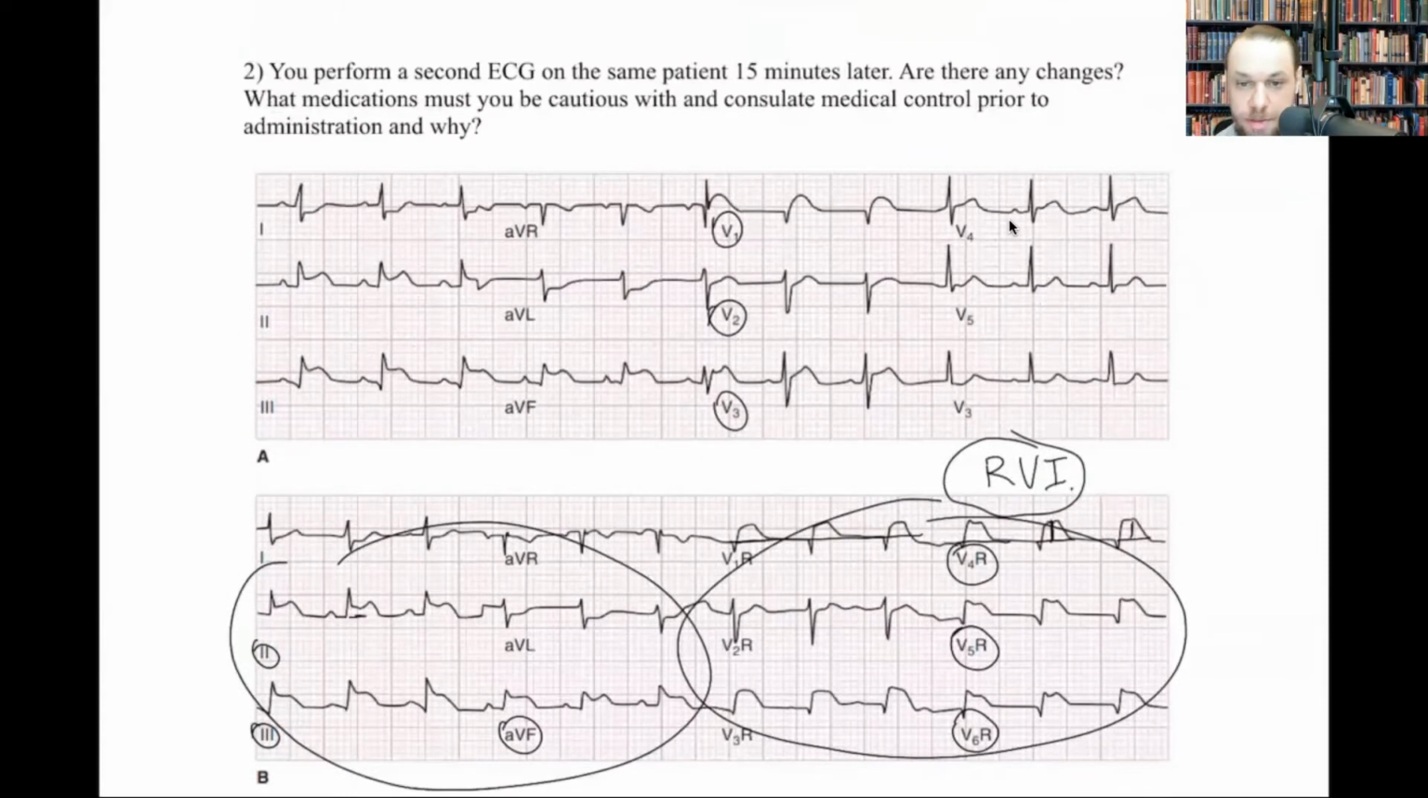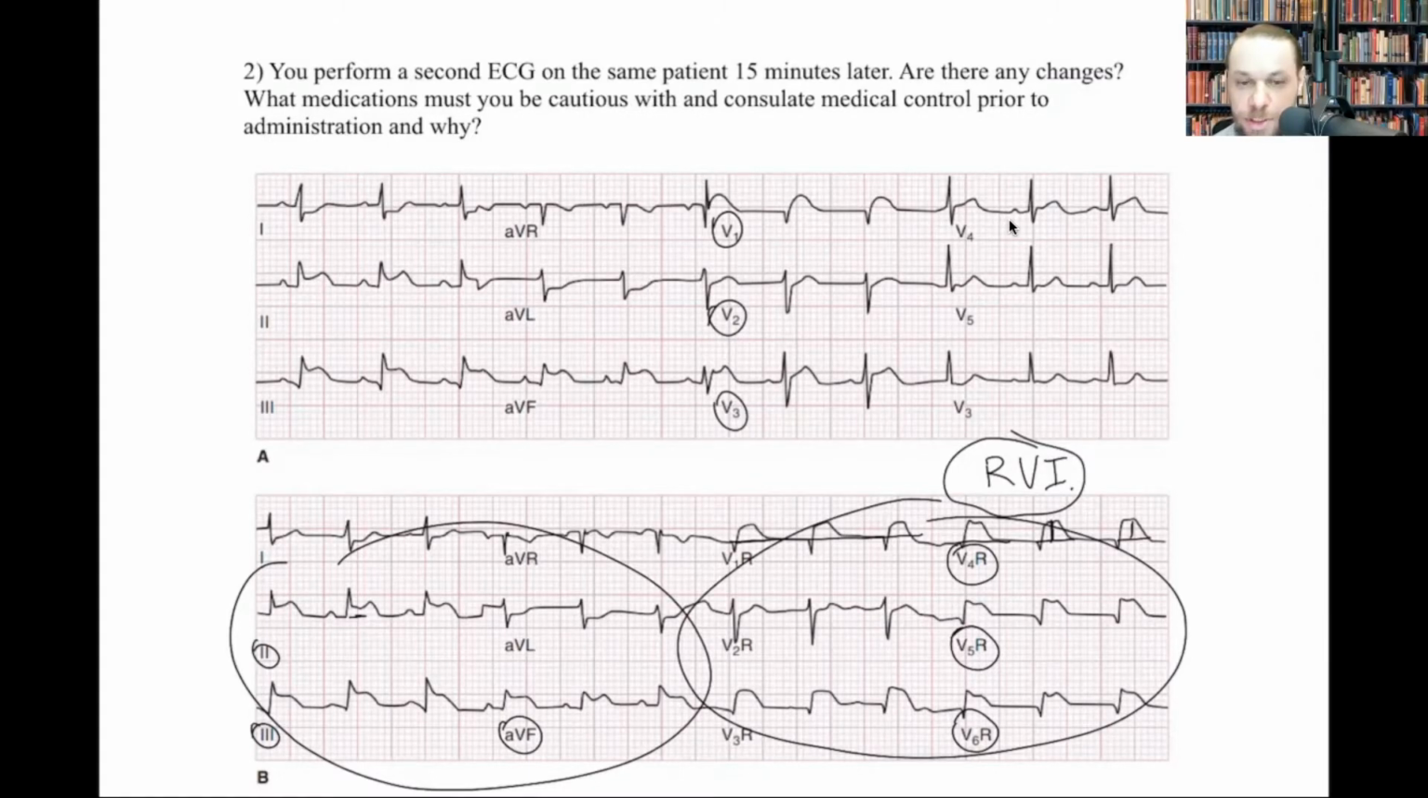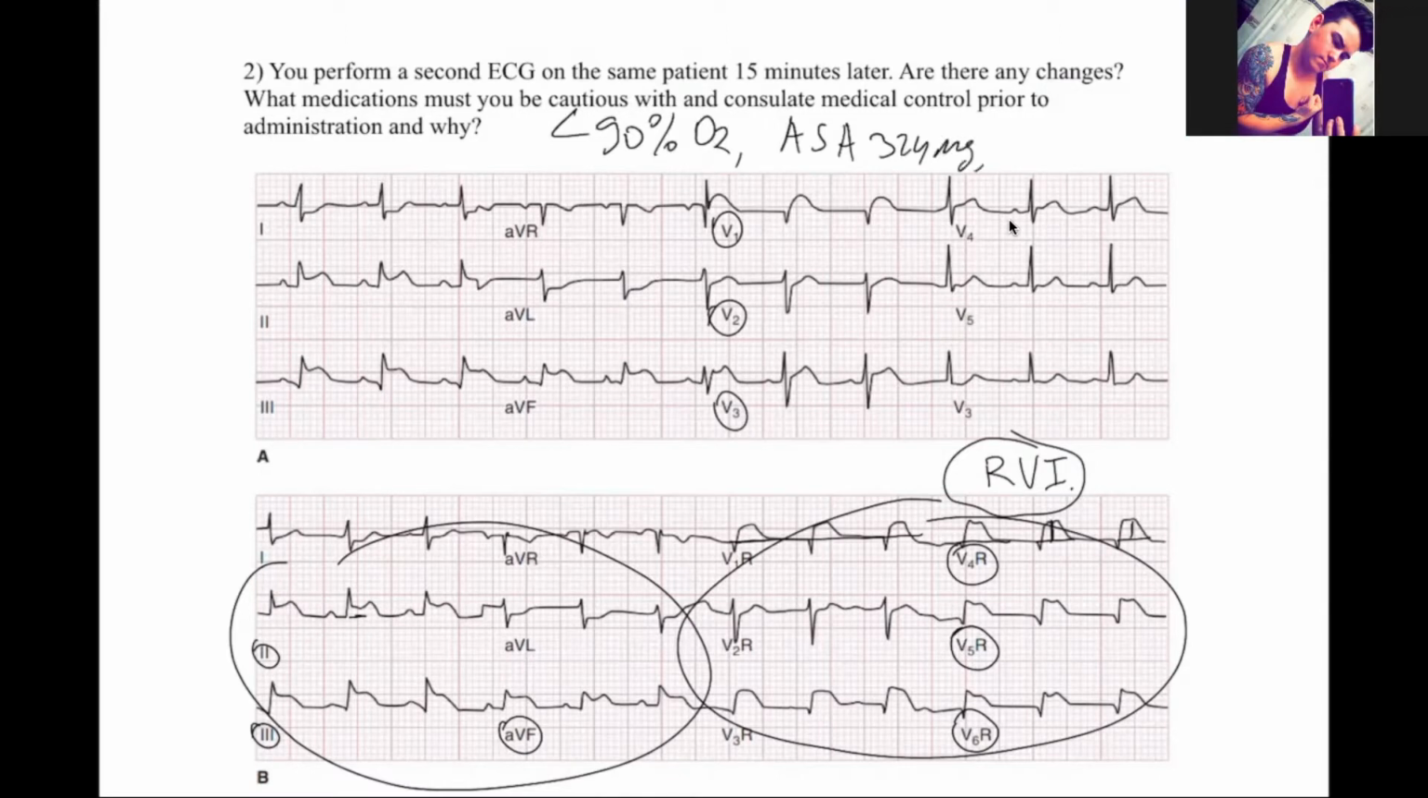All right. Any questions? Go ahead, Jackson. With this patient, what medication would you consider? So this person would still receive aspirin if they don't have any allergies to it. They'll still receive oxygen if their saturation is less than 90%. So they'll get O2. They'll get aspirin, 324 milligrams. Is there any other medication that you can administer in the pre-hospital setting?